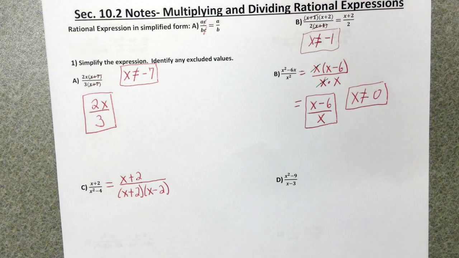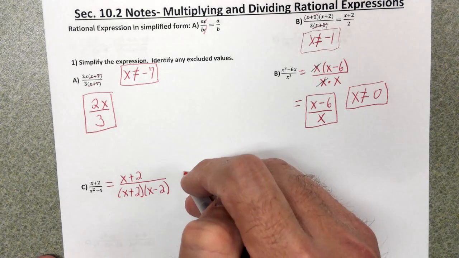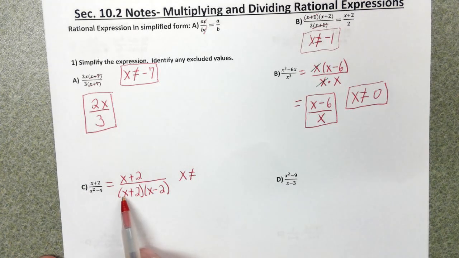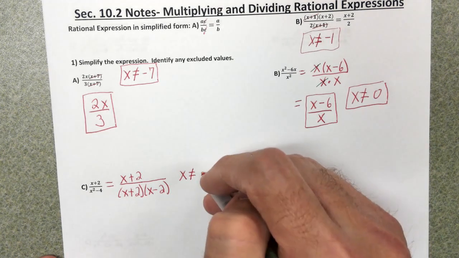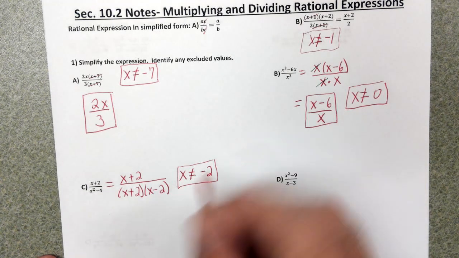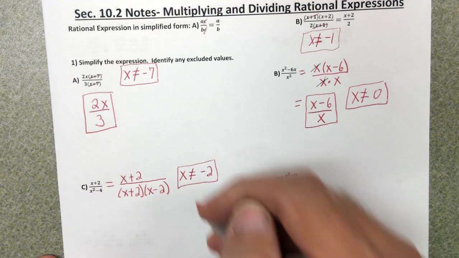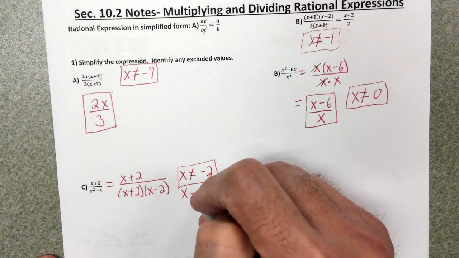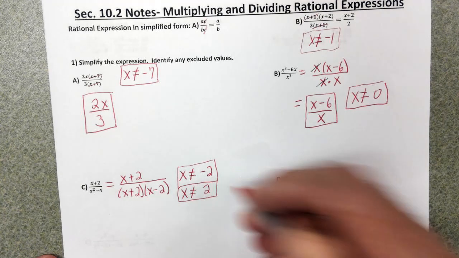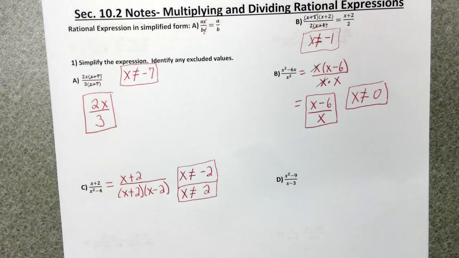Just like this. Now I'm going to go ahead and get my excluded values, since we have our denominator in factored form. So our excluded values in this case would be -2 would make the first one 0, so x cannot equal -2. And then on the second one, x minus 2, 2 minus 2 would be 0, so that would be our excluded value there. So x cannot equal 2, because anything that makes our denominator 0 is an excluded value.